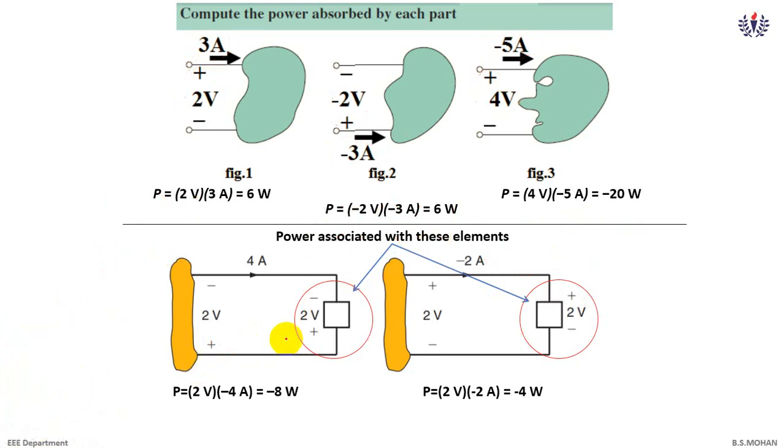Here you have to find the power associated with these elements. I'll leave this as an assignment for you to analyze. You can always comment back and say if the answer is right or wrong. Based on this, the answers are minus 8 and minus 4 watts.